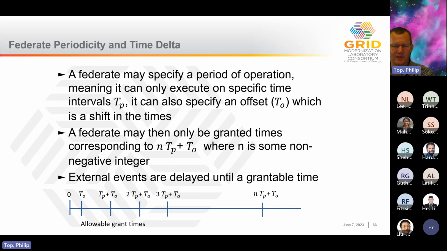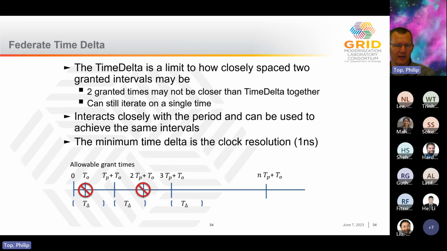And how this works inside Helix is if it gets an event or message at times in between these, they are delayed until the next grantable time. The time delta limits how closely two grant intervals on Helix can be. So two granted intervals may not be closer than the time delta, but this still allows iteration. We'll get to that. So if you want to execute multiple times at the same time step, this does not interact with that. But this couples closely with the period, and it can be used to achieve some different intervals.